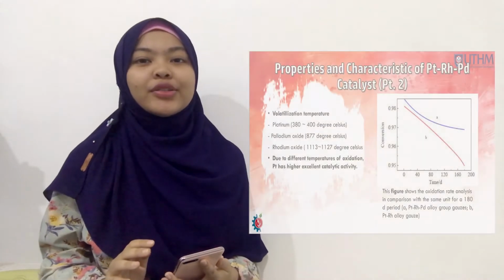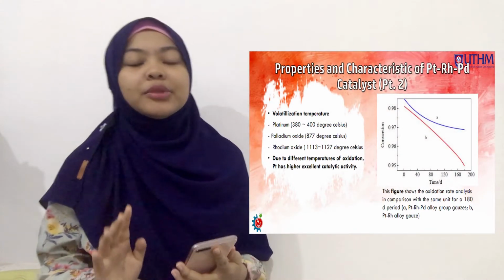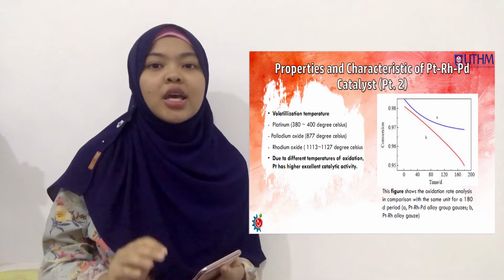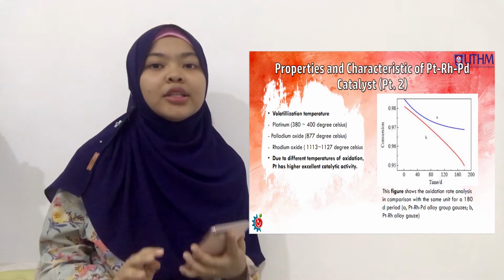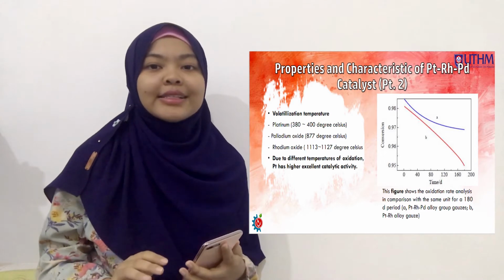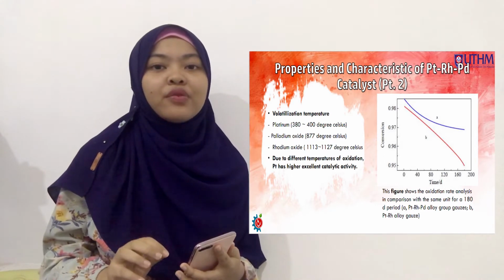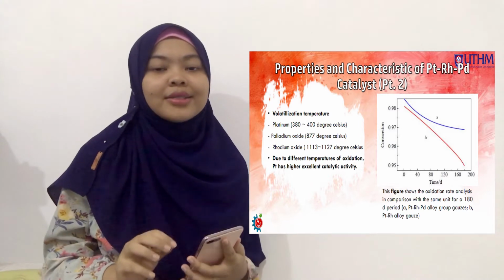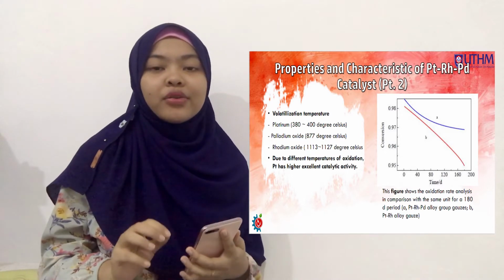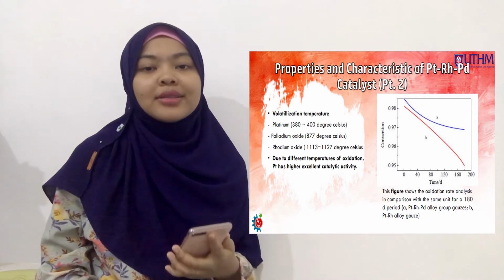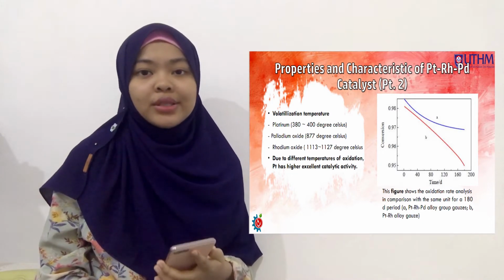Next, we will proceed to the next slide, part 2. Because of the different temperatures of the oxide formation, it is thought that platinum has higher catalytic activity. The volatilization temperature for platinum oxide is 380 to 400 degrees Celsius. For palladium oxide it is 877 degrees Celsius.